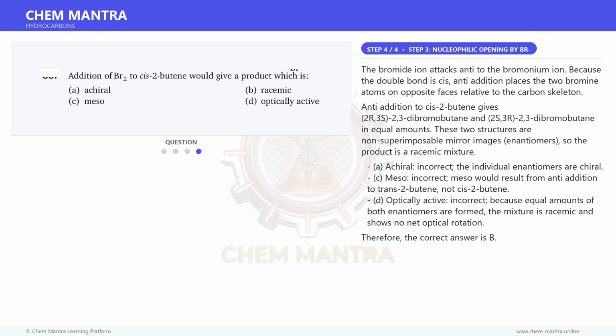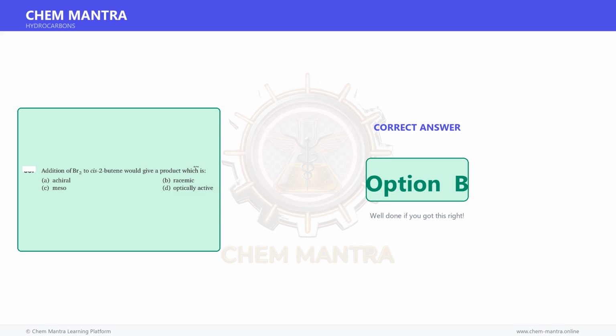A. Achiral, incorrect, the individual enantiomers are chiral. C. Meso, incorrect, meso would result from anti-addition to trans-2-butene, not cis-2-butene. D. Optically active, incorrect, because equal amounts of both enantiomers are formed, the mixture is racemic and shows no net optical rotation. Therefore, the correct answer is B. Therefore, the correct answer is option B.